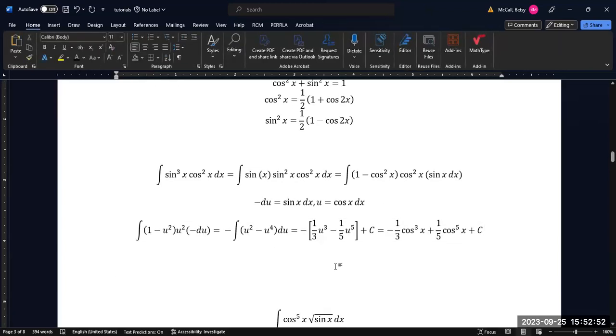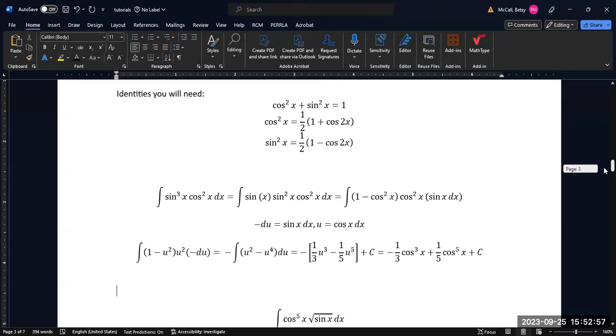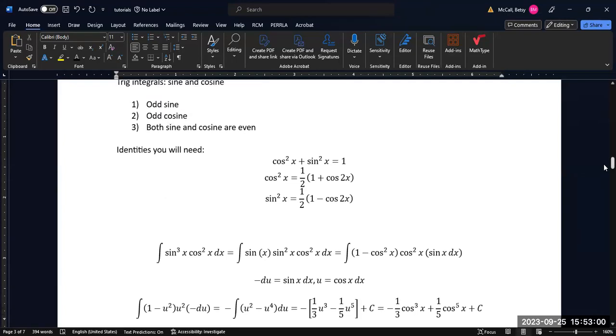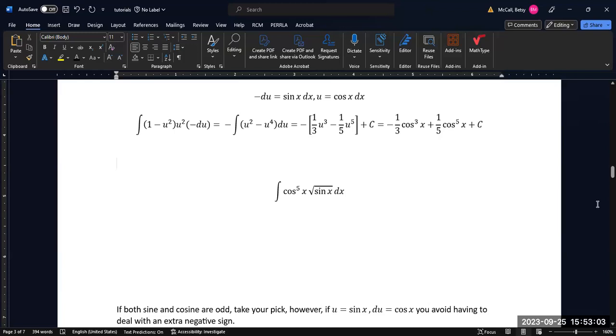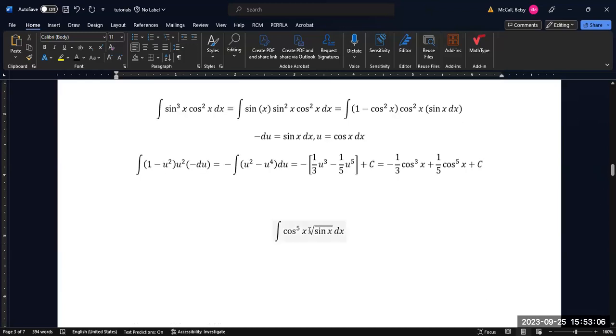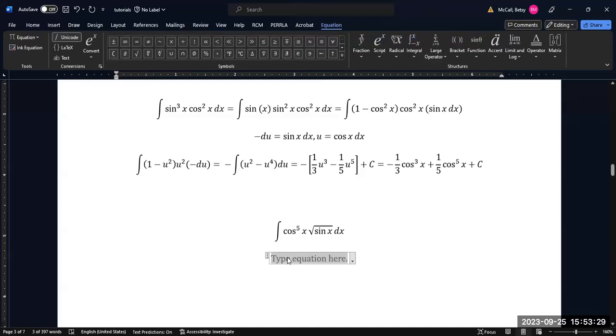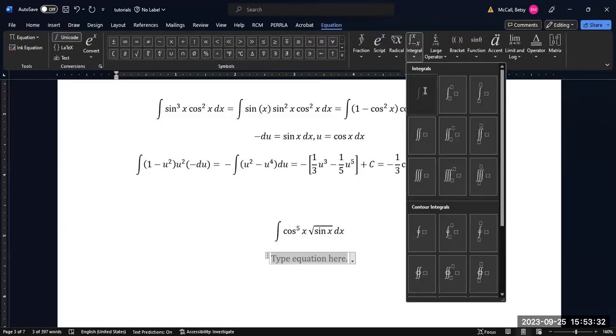Now let's look at another example that is basically similar in concept, but now we're looking at odd cosine. In this particular example, I have cosine to the fifth, but I've got some weird power of sine. The fact that sine is weird doesn't matter. It can be fractional powers, even powers, odd powers, whatever. As long as I have an odd power of cosine, then I can apply basically the same idea, the same strategy, but now I'm going to pull out my one extra cosine.